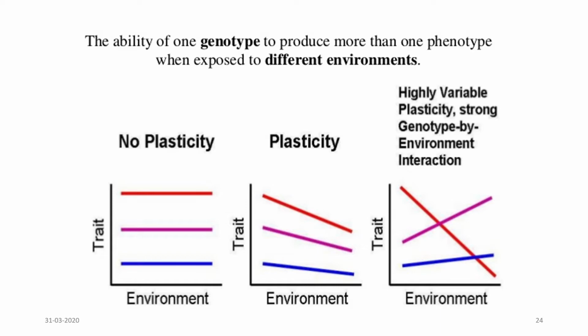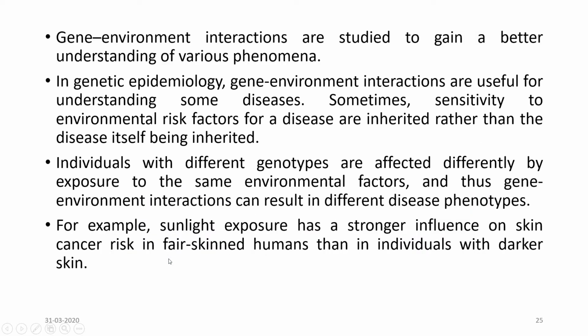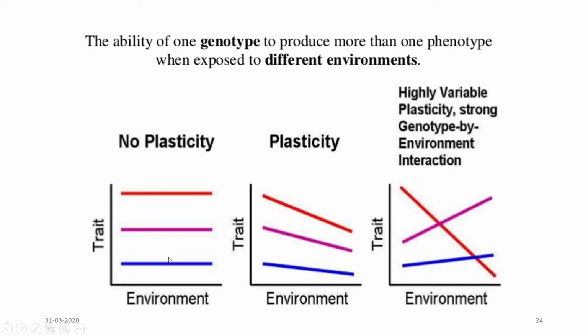If you have a particular trait which you are monitoring over the environment, then the trait can show the first kind of graph, where you have parallel lines. That means there is no interaction between the genotypes. Or it can show slight interaction in terms of plasticity between the genotype, the trait, and the environment changes. And the third type of graph is where high variability in plasticity is seen. So there is a strong genotype and environment interaction.